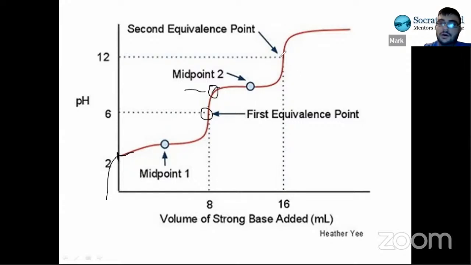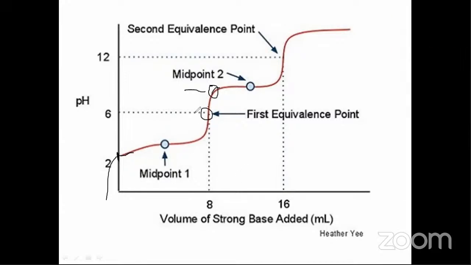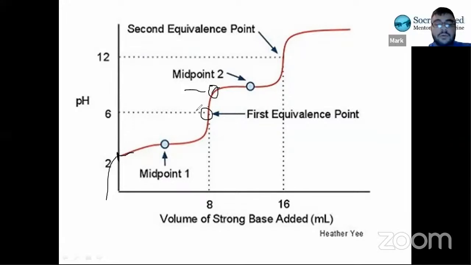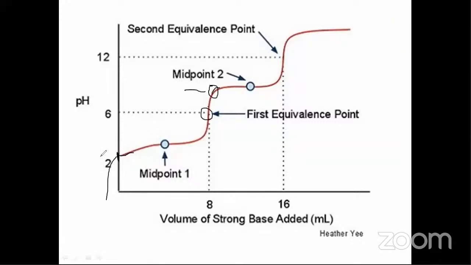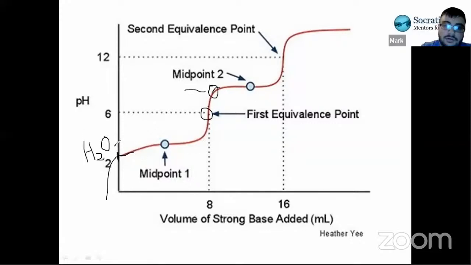So Mark, will the midpoint be like 25%? Since the equivalence would probably be 50% of the species, would the midpoint be 25, like midpoint 1 here? No, so midpoint 1 would be when exactly, okay, so you started off with H2SO4 right here. At the start here, you have H2SO4 only, nothing else. At this point, you have nothing else except HSO4, right? Does that make sense so far?